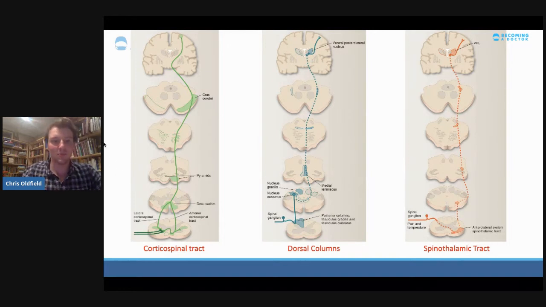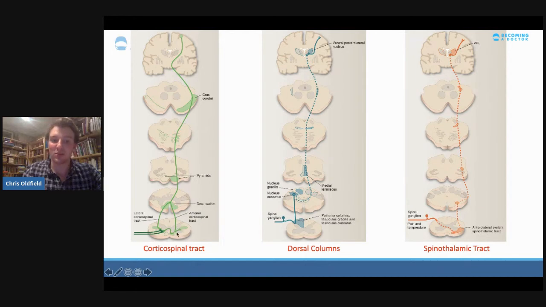So, my mouse has just stopped working, there we are. So if the information comes in from the right-hand side, the lateral corticospinal tract will travel ipsilaterally until it decussates at the level of the medulla, and then it carries on the left-hand side till it gets right up to your higher centers in your cerebral cortex.